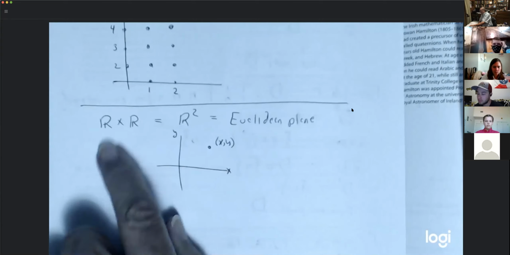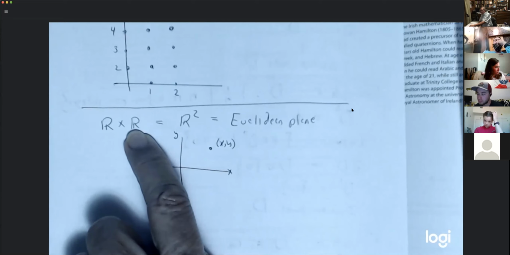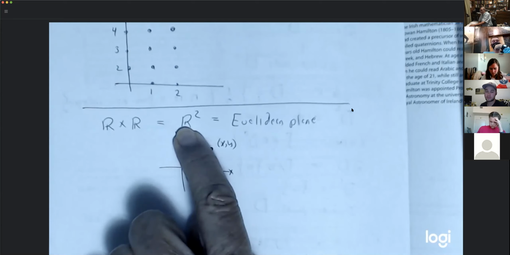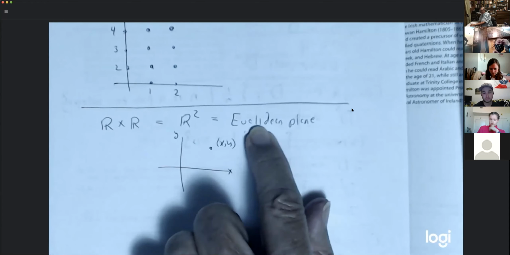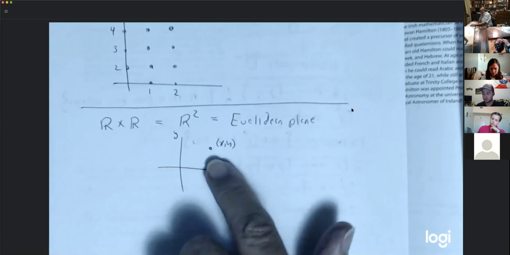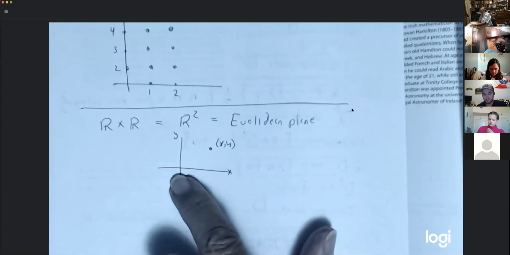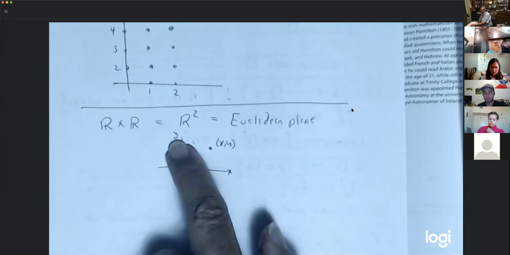If I take the whole real numbers Cartesian product with all the real numbers, what do I get? Well, notationally, I get R2. We call that the plane. And what is it? It's a set of all ordered pairs where the first number is a real number, which we pick from the x-axis. The second number is a real number, which we pick from the y-axis.